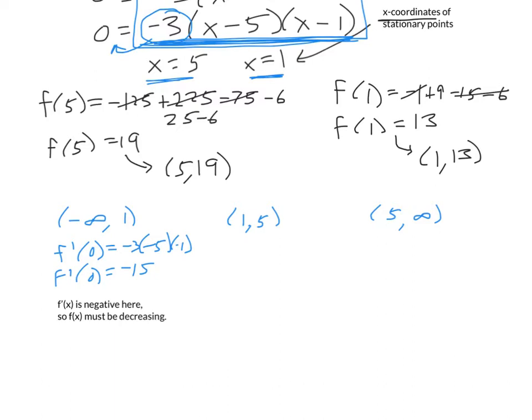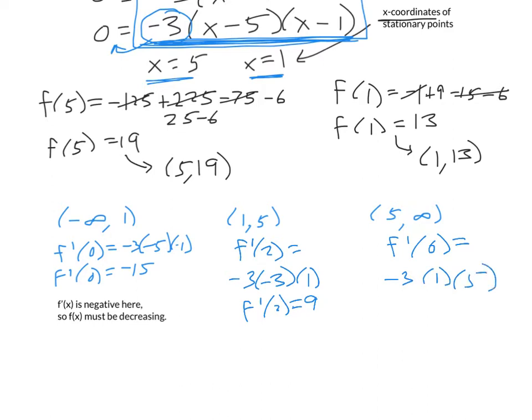Now, you had to pause the video and test these other two intervals for the derivative and find out whether the function is increasing or decreasing there. So for here, I'll use f prime of 2. Remember, you can use anything between 1 and 5. When I plug 2 into this up here, I'm going to get negative 3 times negative 3 times positive 1. That means f prime of 2 is positive 9. And for this one over here, if I did f prime of 6, I would get negative 3 times 1 times 5. That's negative 15. And so, remember, I can write my statement about each of these as well.